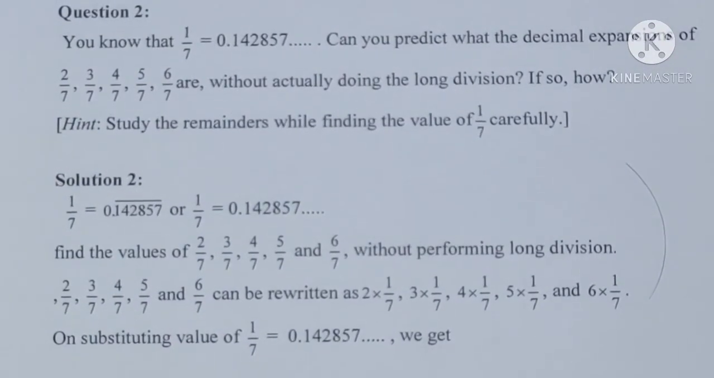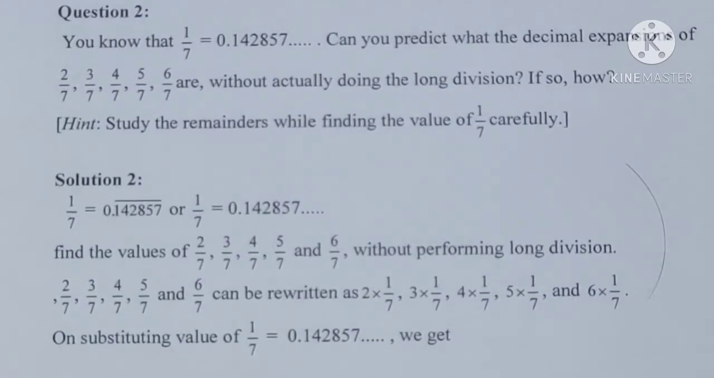Question number 2. You know that 1 by 7 equals 0.142857, etc. Can you predict what the decimal expansions of 2 by 7, 3 by 7, 4 by 7, 5 by 7, 6 by 7 are without actually doing the long division? If so, how? We have to see the solution. First we should find out 1 by 7, which equals 0.142857 only. The group is repeating again.